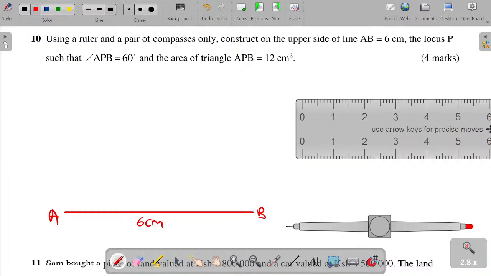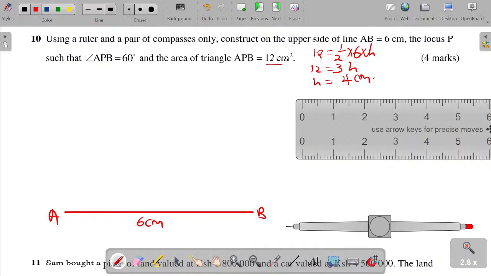And remember, they have said that the area is 12 square centimeters, so how do you get the height? The area, which is 12, is obtained by taking a half times the base, which is 6, times the height, which is h. So 12 will be equal to 3h, meaning your h will be 4.